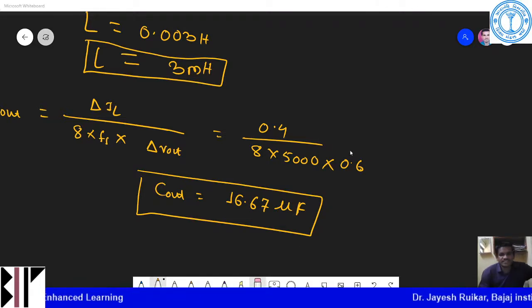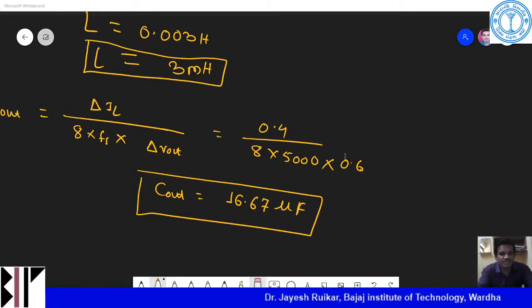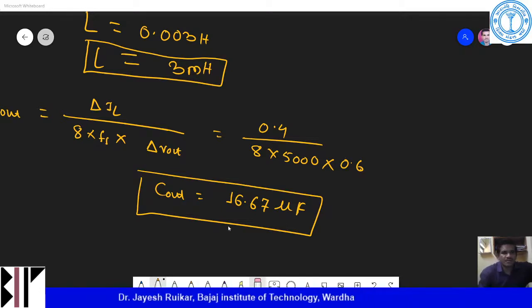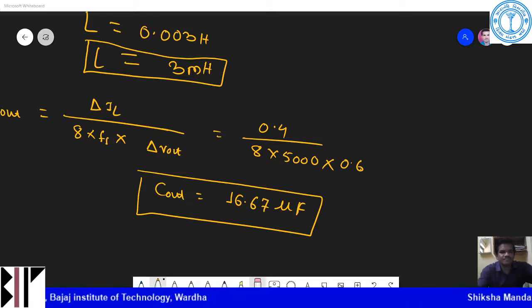Just wait, I will share one PDF from Texas Instruments on the buck converter.